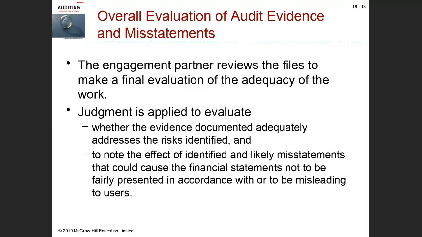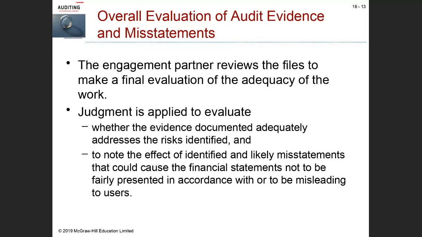Here we are. Overall evaluation of audit evidence and misstatement. It says the engagement partner reviews the files to make a final evaluation of the adequacy of the work. Of course, when we talk about adequacy of work, we mean, do we have sufficient audit evidence, and do we have the appropriate type of audit evidence? It goes to quantity, do we have enough, and quality, do we have the right type?